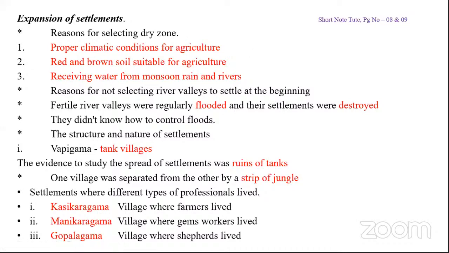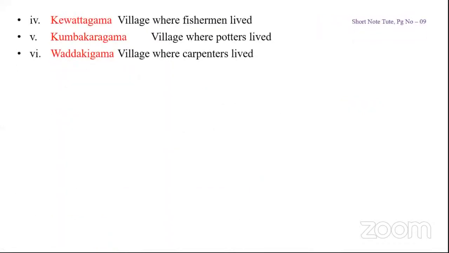Okay, then we'll move on to the next one. Here there are 3 other villages where professionals were living. Kaivatagama was the village where fishermen were living. Kumbhakaragama was the village where potters were living. And Vadakigama was the village where carpenters were living. So these were the villages of the professionals.